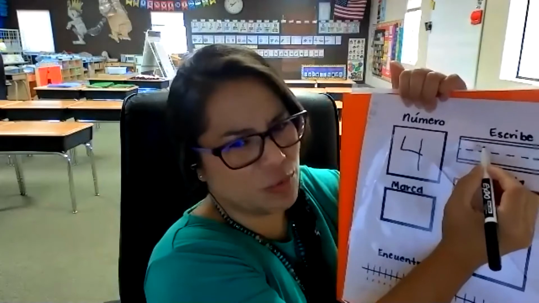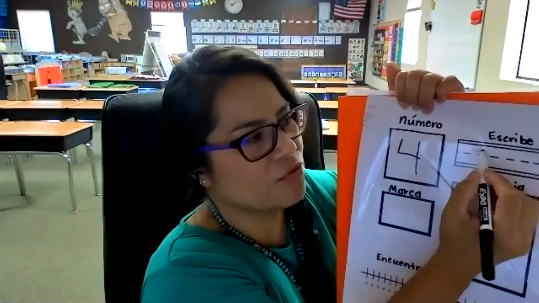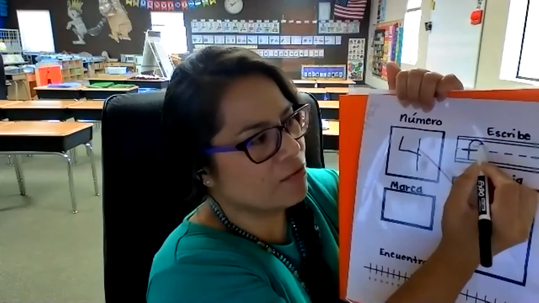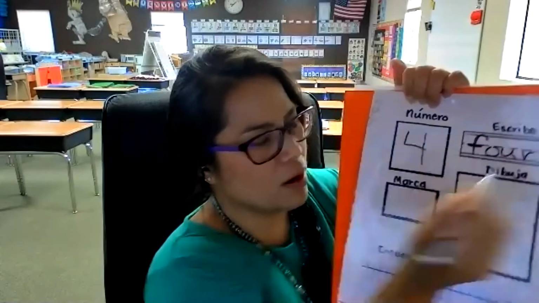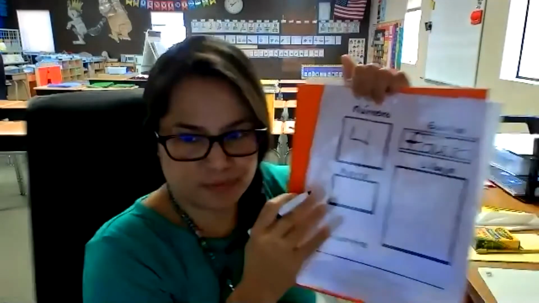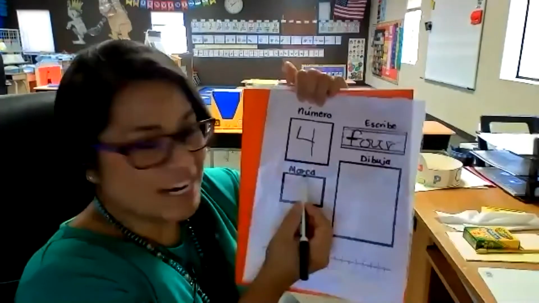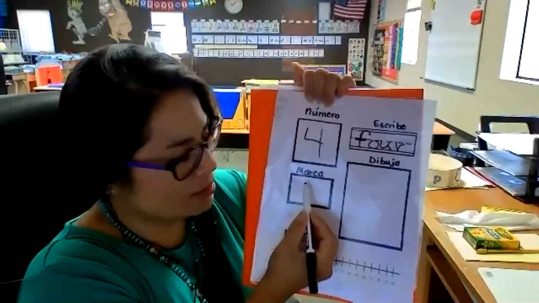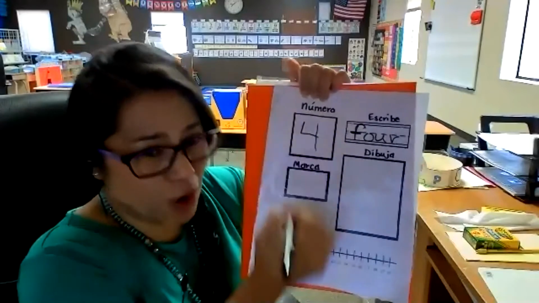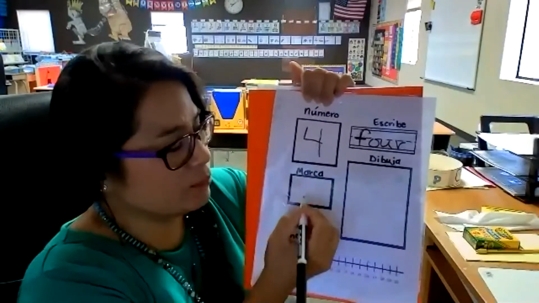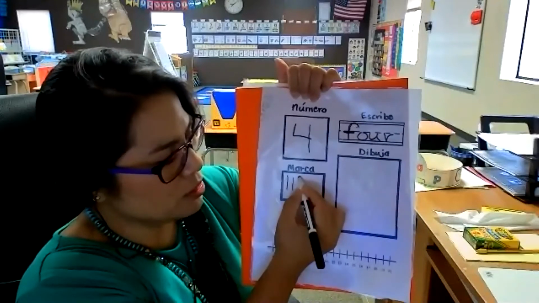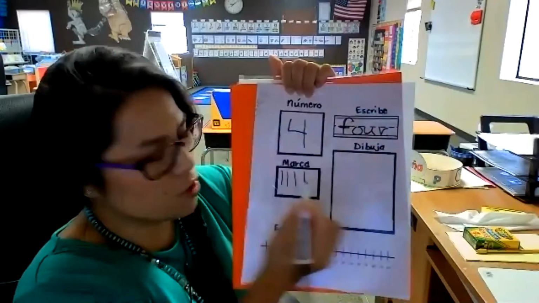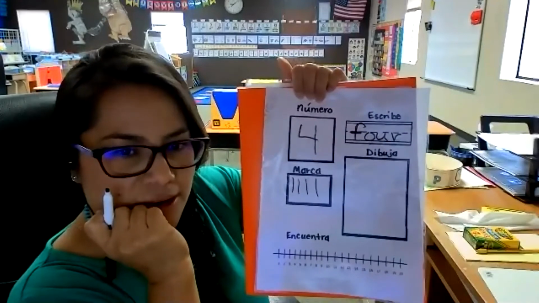Number 4, okay? Now we're going to write the word four. Four. What does it start with? What sound do you guys hear? Four. An F, right? Four. O-U-R. Four. Okay. Now we're going to tally it in this box, okay? So we're going to count as we draw little lines to tally the number 4. Okay, here we go. 1, 2, 3, 4. So there's 4 tallies there.